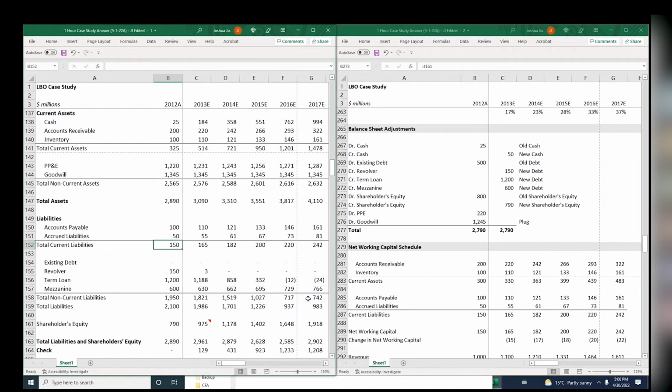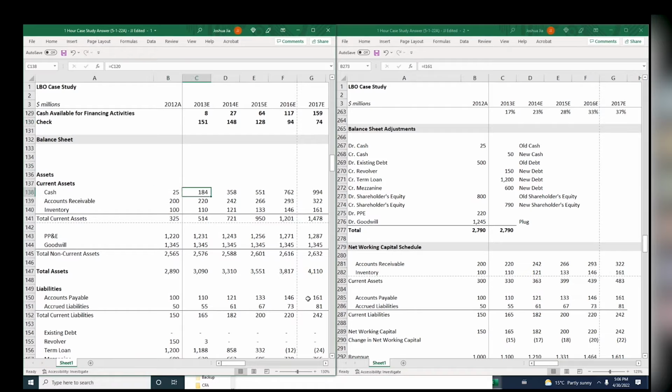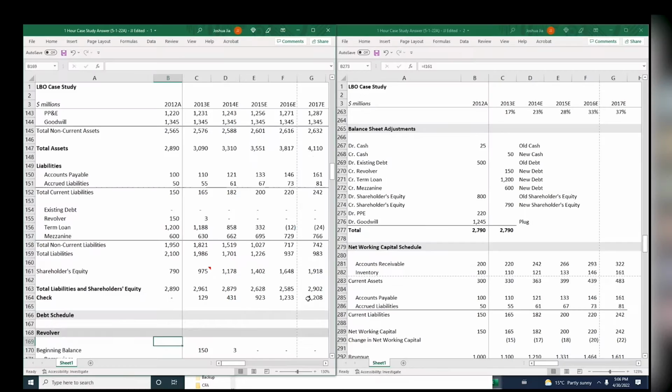That is how we get to this balance sheet. You can see everything just linked to this post-transaction column here. So this is the transaction year. This represents the end of 2012. This is very old. End of 2012, the transaction happening.